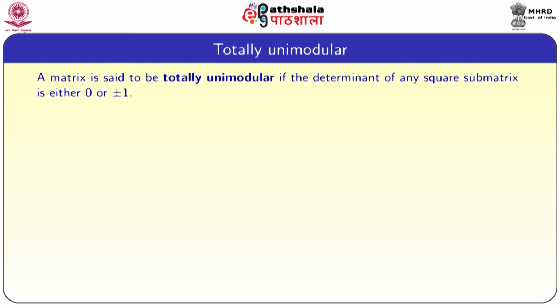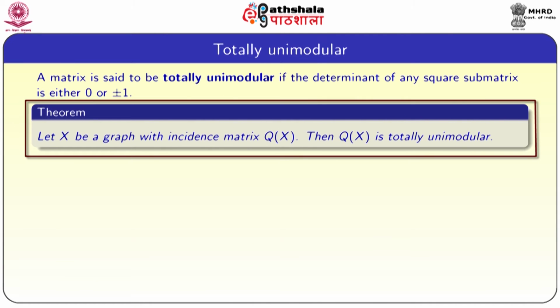Now, we are going to define totally unimodular matrices. A matrix is said to be totally unimodular if the determinant of any square submatrix is either 0 or plus or minus 1. That means we consider all square submatrices. For each square submatrix, the determinant is either 0 or plus 1 or minus 1. Not only for the entire matrix, but for every submatrix, the determinant is either 0 or plus or minus 1; then we call that matrix a totally unimodular matrix. Let X be a graph with incidence matrix Q(X), then Q(X) is totally unimodular. So, the incidence matrix with entries minus 1, 0, 1 is a good example of a totally unimodular matrix.